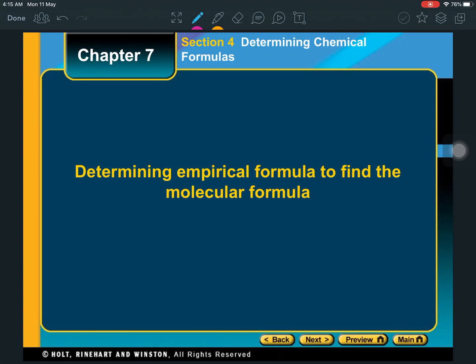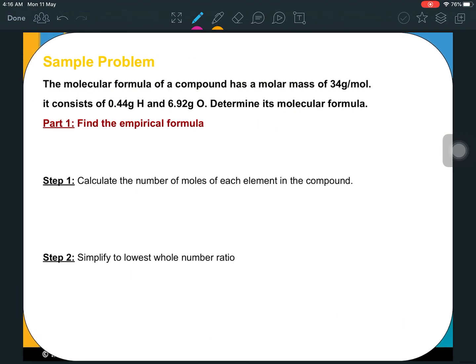Guys, so today what we're going to be doing is we're going to find our empirical formula and our molecular formula. Yesterday we were given the empirical formula and we used that to find the molecular formula. Today we need to find the empirical first and then find the molecular. It's a long process, but it's actually fairly easy, especially if you have been keeping up since the beginning.